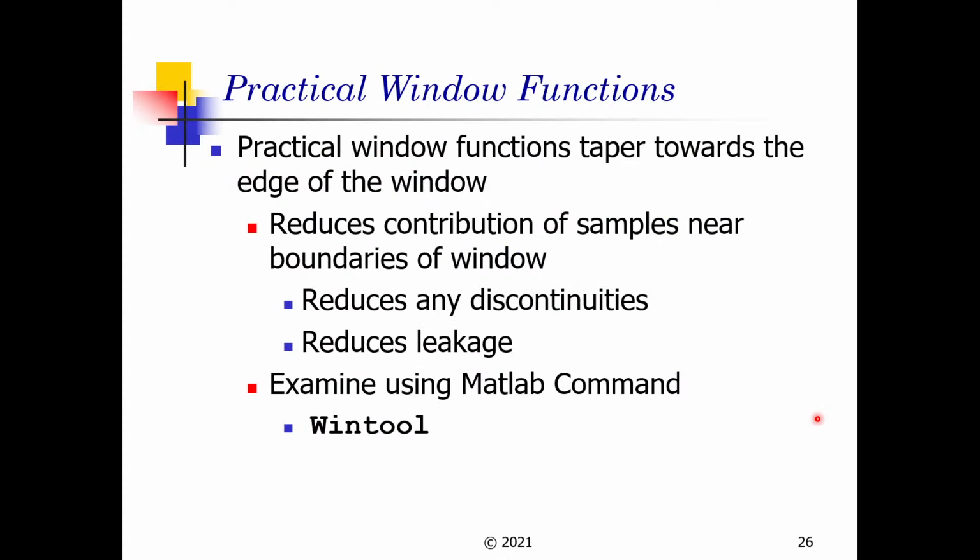So for the practical windowing functions that you want to use instead of that rectangular window, you want to make sure that they're tapered towards the edges of the window, and that will reduce the amount of sample contributions close to the boundaries of the windows as well, and will reduce discontinuities and reduce spectral leakage in time. If you want to do a little more analysis of it, you can actually use MATLAB, and you can get all the specialized windows using the wintool command to see what sort of windows you can actually use for sampling of signals in particular.